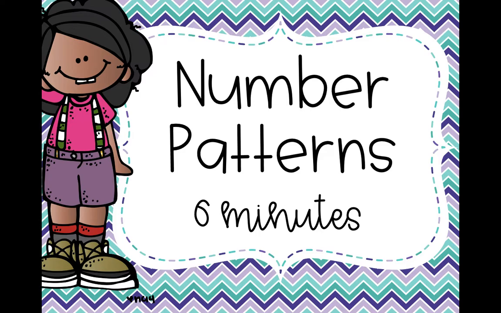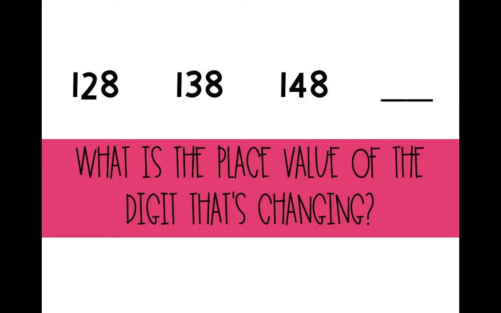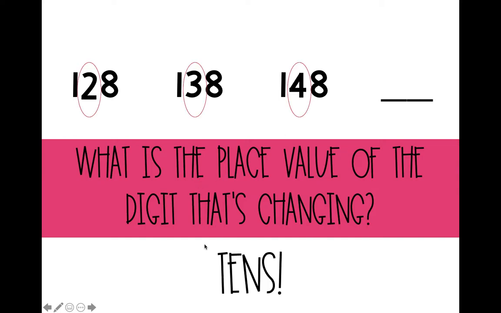Let's start by looking at our number patterns. 128, 138, 148. What is the place value of the digit that's changing? Well, let's see. All of these numbers have 100. All of these numbers have 8 ones. It is my tens place that's changing.